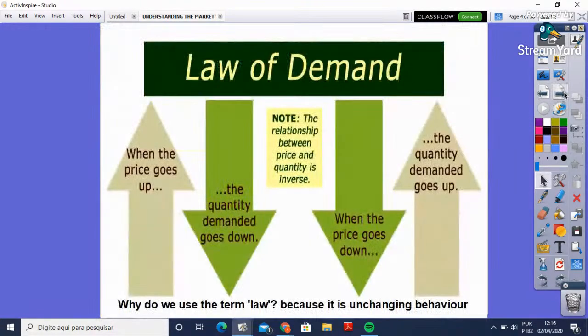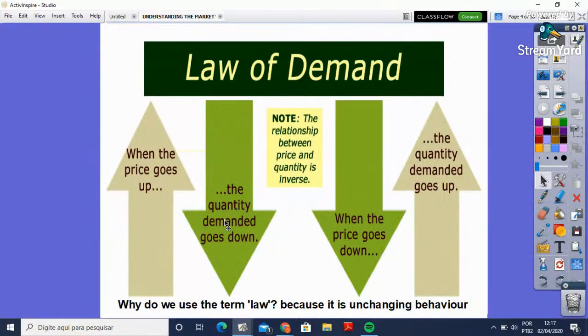Summarizing what we saw in the demand section, we need to see the law of demand. What is exactly the law of demand? Making it simple, the law of demand means this. When the price goes up, the quantity demanded goes down. This is a fact. Okay? When the price goes down, the quantity demanded goes up. What does this mean, Summer? If I always go to my favorite restaurant and my favorite hamburger costs $5, okay? All of a sudden, this hamburger costs $10.